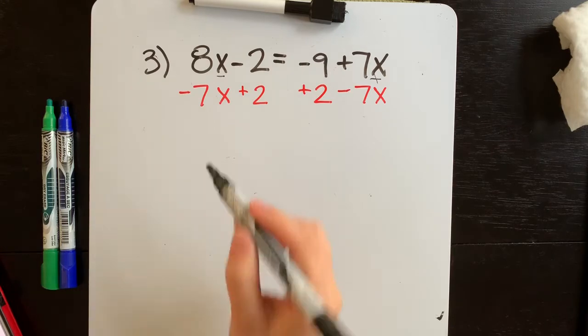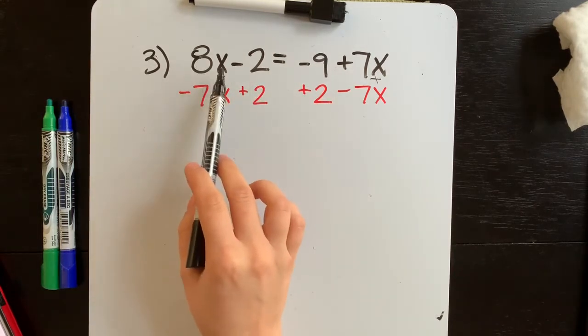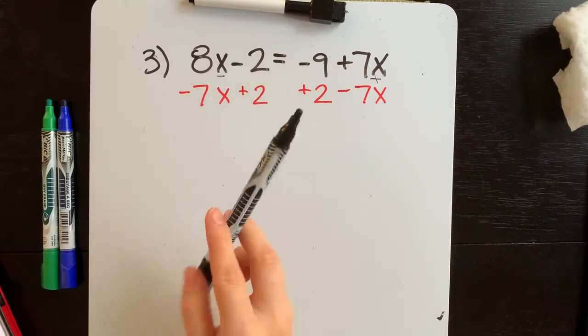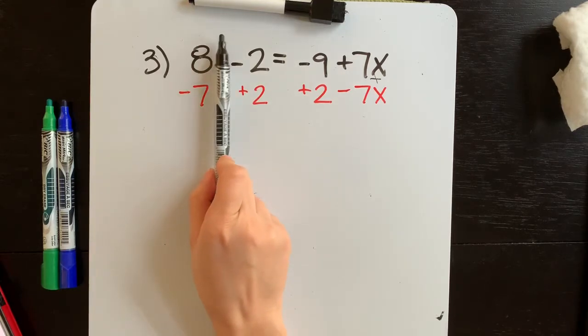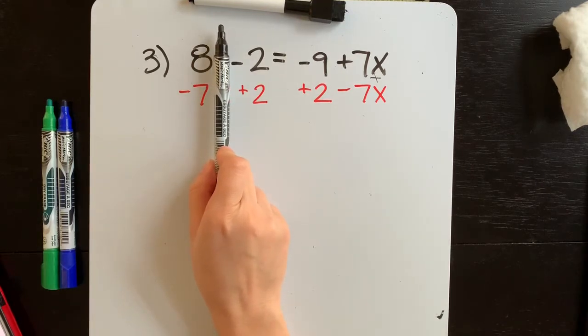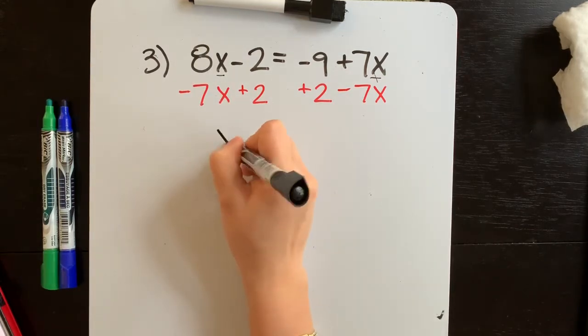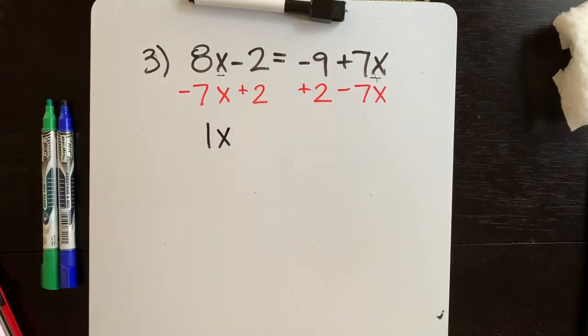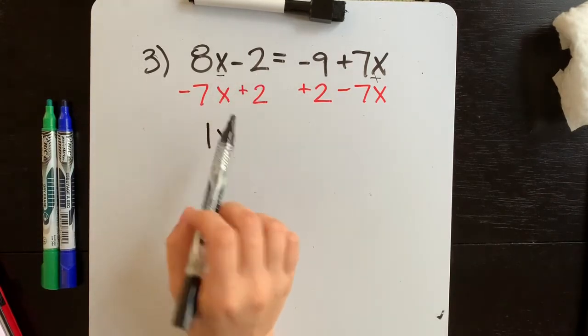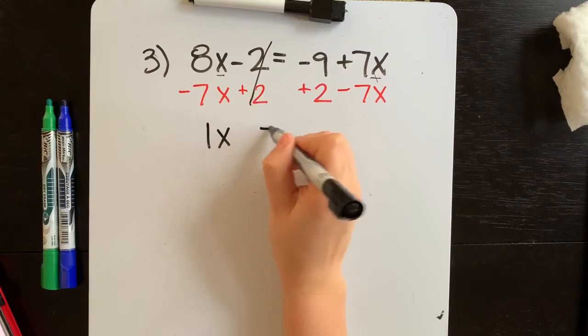So now we're going to solve. Positive 8x minus 7x. Think of this as just a normal subtraction problem. See it as 8 minus 7, which is just 1. So that means we'll have 1x left over. So just 1x. Negative 2 plus a 2, that equals 0. So we can cancel that out.